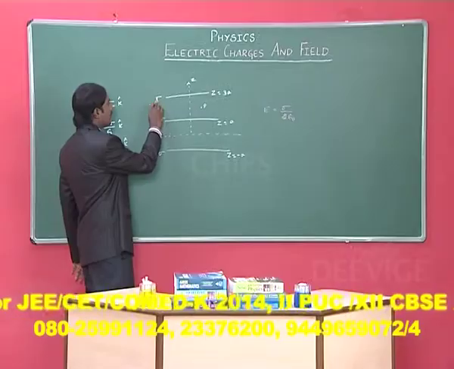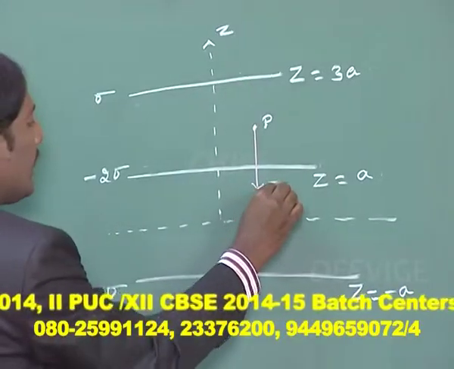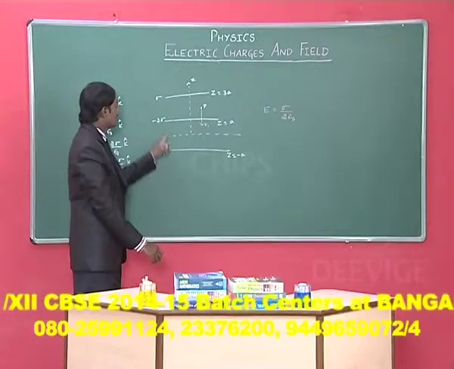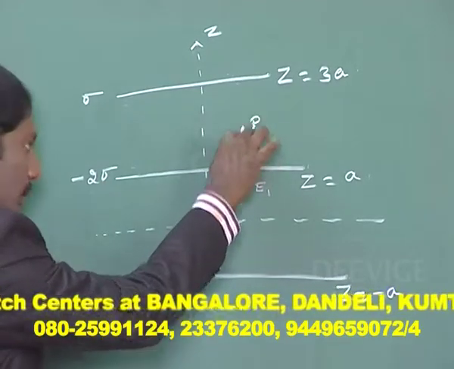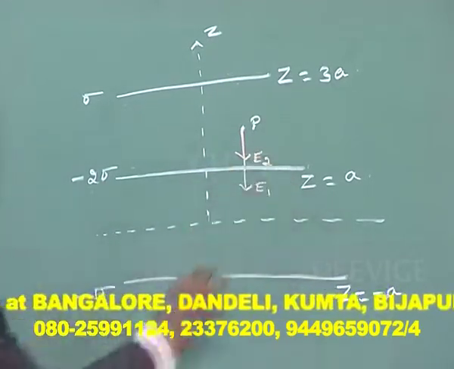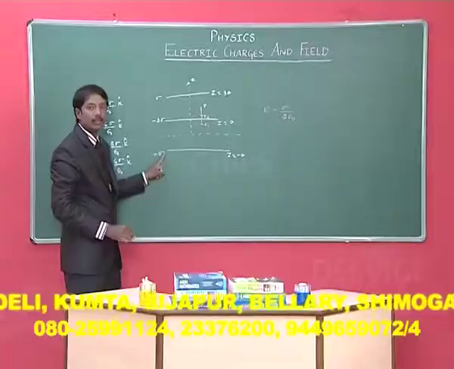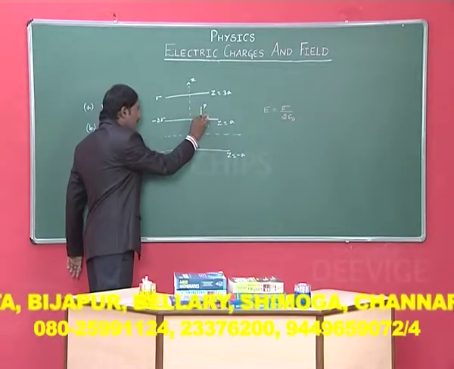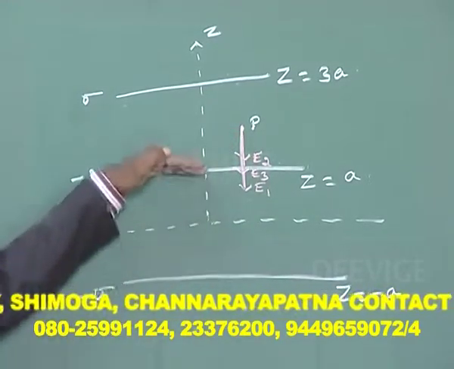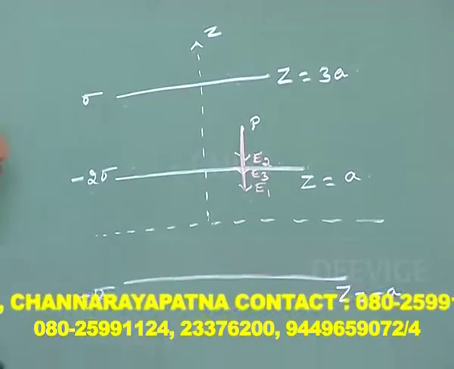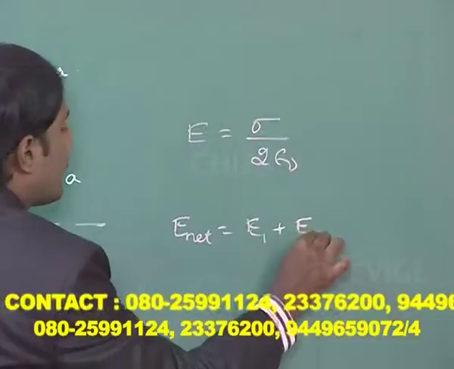For the first conducting plate, sigma is positive, so whatever the field acting due to the first plate, that should be diverging from the point P. The second plate is carrying a negative charge, that is minus 2 sigma, so it should be converging, that is E2. And even the third plate has a negative charge, so whatever the electric field acting at the point P due to the third plate is also converging, so that is also acting in the same direction. So the three fields acting at the point P due to these three elements are acting in the same direction. So the net field is given by E1 plus E2 plus E3.